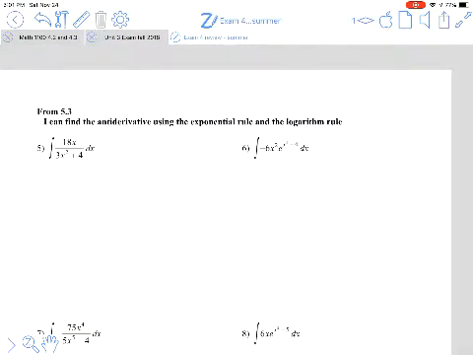In 5.3, we learned 2 other rules using u substitution. The exponential rule was the antiderivative of e to the u du is e to the u. And then the logarithm rule was the antiderivative of du over u is the natural log of u. So those are the 2 rules that we learned in 5.3.